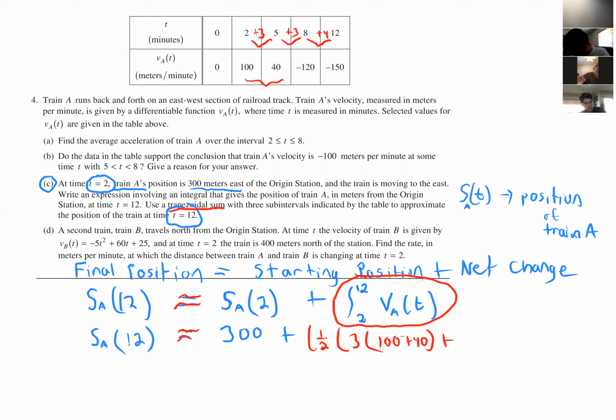Plus, for the next trapezoid, from 5 to 8, it has the height of 3. And then we're going to average those bases. We already factored out the 1/2, so I'm just going to add 40 and negative 120. You don't have to factor out the 1/2. You could just find the average of all the bases and divide them all by 2. That's fine. And then going from 8 to 12, that gives me a height of the trapezoid of 4. And we're going to average negative 120 and negative 150. Those are the bases.